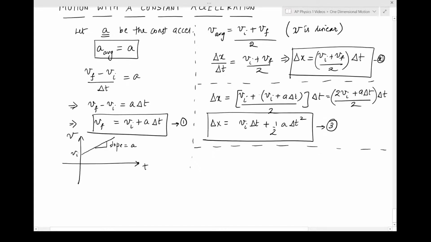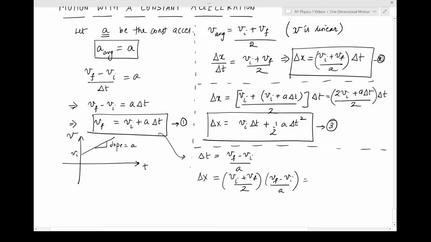Let's also eliminate time now, from equation 1 and equation 2. So we see that equation 1 tells us that delta t is equal to Vf minus Vi all over a. Now if we were to take this and substitute this into equation 2, we will get Vi plus Vf over 2 multiplied by Vf minus Vi over a.